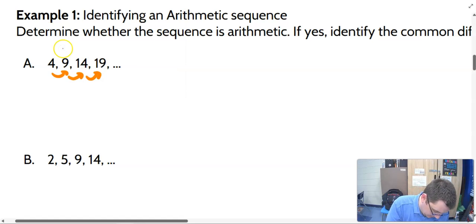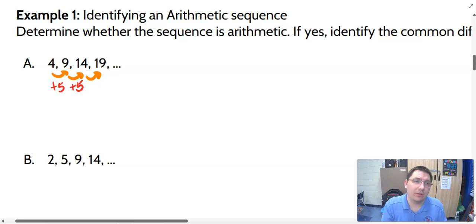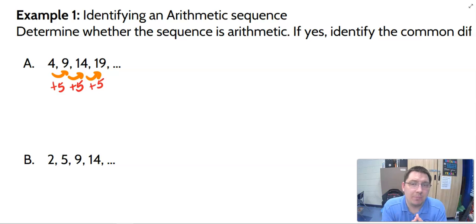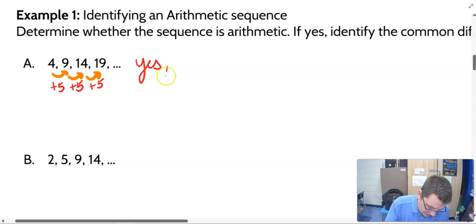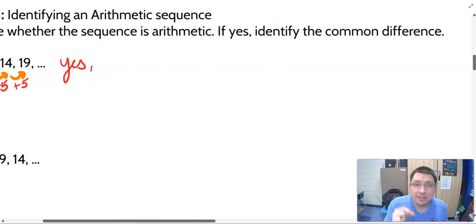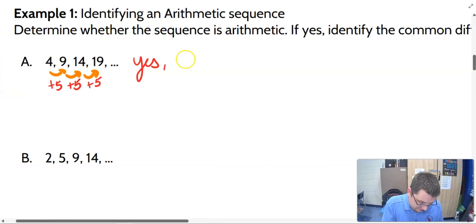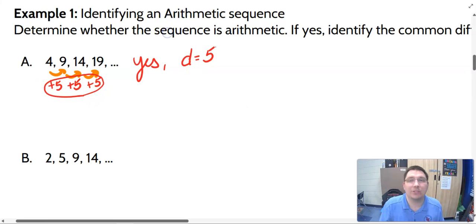Well, we would do what? Add 5. And to go from 9 to 14, we're going to do what? Add 5. And from 14 to 19, we will also add 5. And so what we see here is a pattern that is adding the same thing every time. And that means that it is arithmetic. So yes, it is arithmetic. The second question says, if it's yes, that it's arithmetic, then we want to identify the common difference. Well, the common difference, our D, is just going to be this value, positive 5.